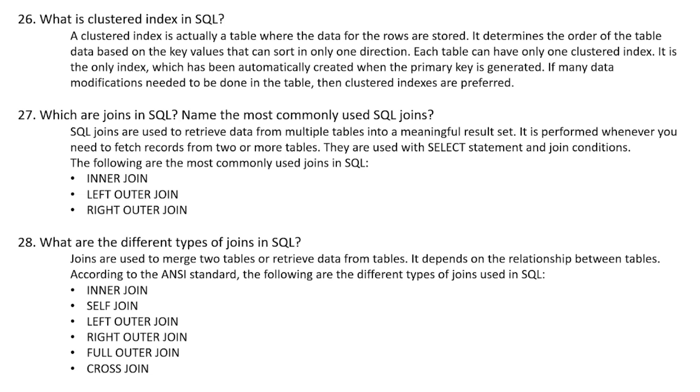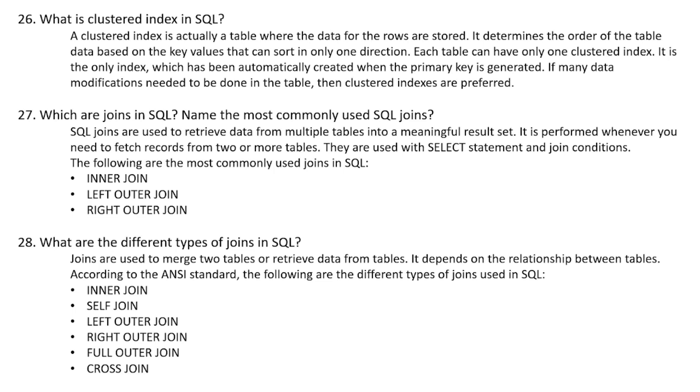Question 27. Which are joins in SQL? Name the most commonly used SQL joins. Answer: SQL joins are used to retrieve data from multiple tables into a meaningful result set. It is performed whenever you need to fetch records from two or more tables. They are used with select statement and join conditions. The following are the most commonly used joins in SQL: inner join, left outer join, right outer join.